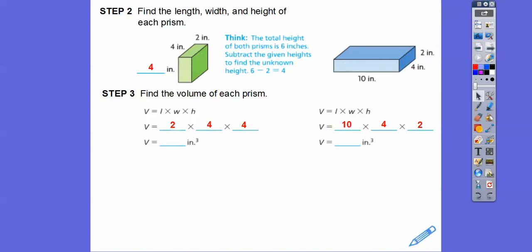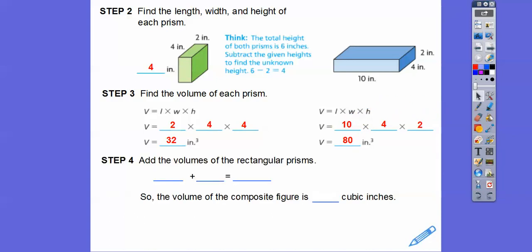All right, so let's see. 2 times 4 is 8. 8 times 4 is 32. We get 32 on the green one. And then I'm going to save this 10 for last and do 4 times 2 is 8. 8 times 10 is 80. So the total volume is going to be the addition of those two pieces. We add 32 and 80 and get 112. So the volume of the whole figure is 112 cubic units.